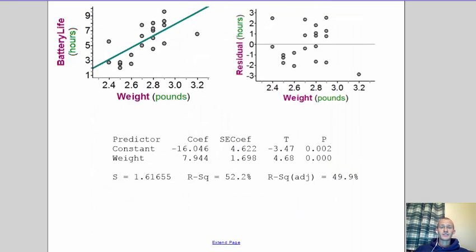Once you have everything typed in your calculator, it should give you these outputs. So on that top left side, we have our scatter plot. On that top right hand side, we have our residual plot. Make sure to include labels and scales for both of these. On our scatter plot, we have also included the least squares regression line. That's not something that you necessarily have to include, so don't worry about drawing that in.